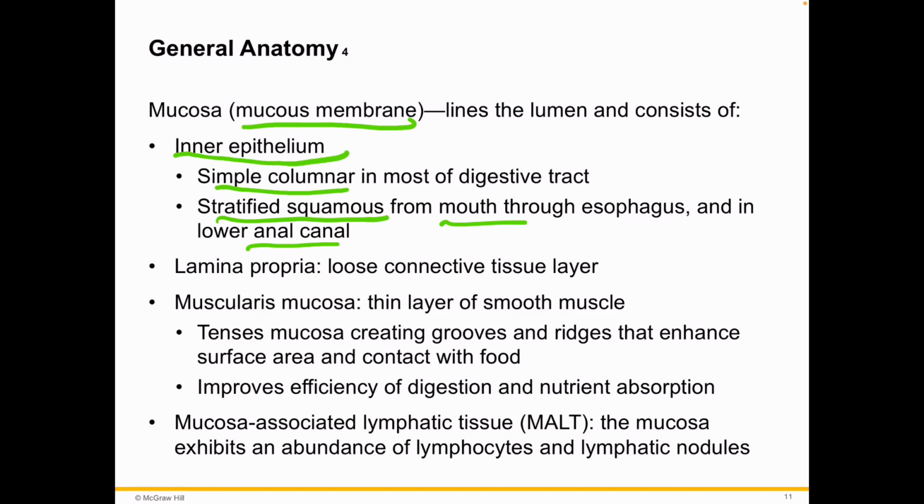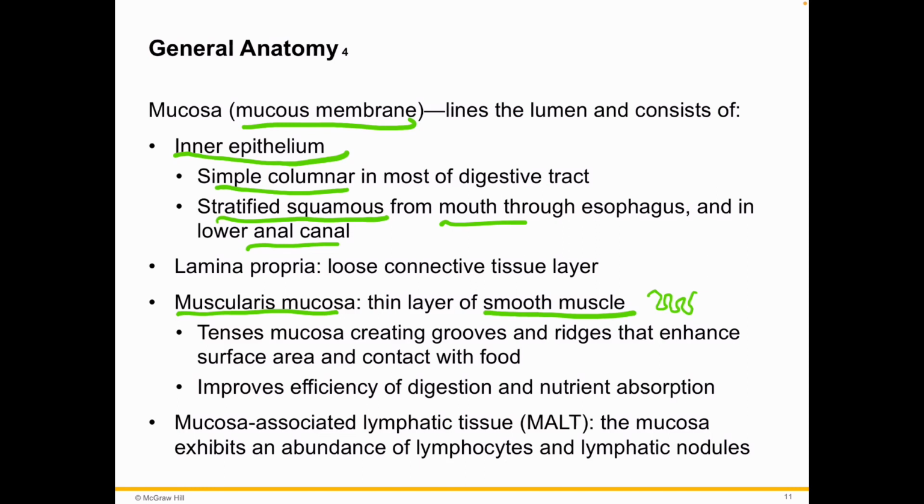Lamina propria is the loose connective tissue layer. The muscularis mucosa is going to be a smooth muscle layer. It's kind of small, and what it does is it allows for, instead of just a flat surface, these grooves and pits. And that does a few things, some of which act in the immune system, but also this adds surface area to the alimentary canal so we can absorb those nutrients or water and all that good stuff. It just gives us more direct contact with that food.